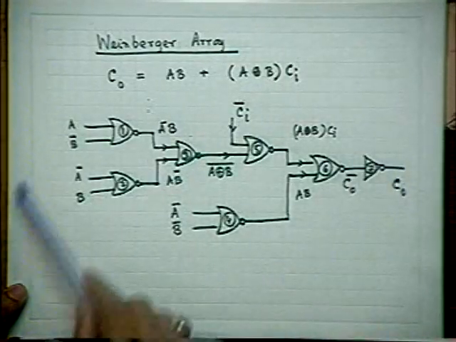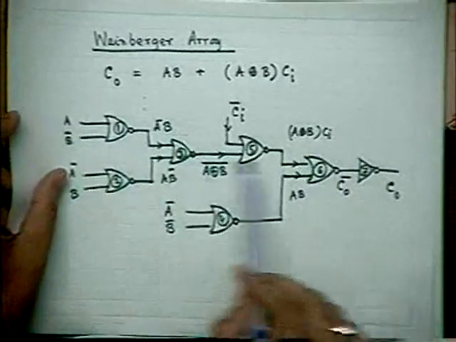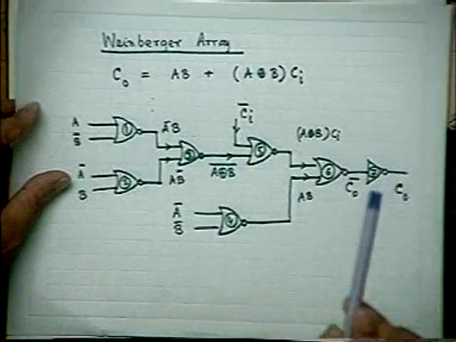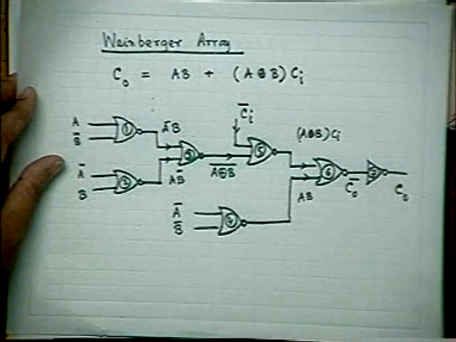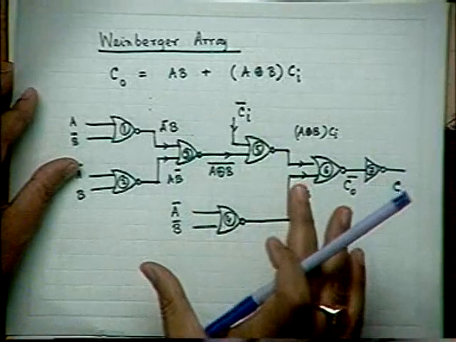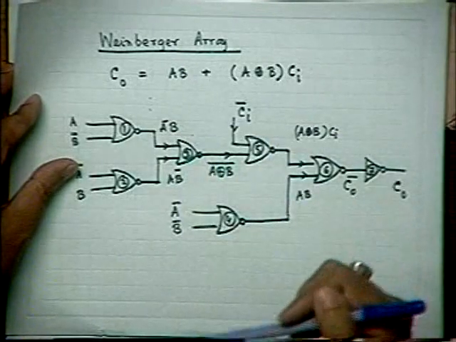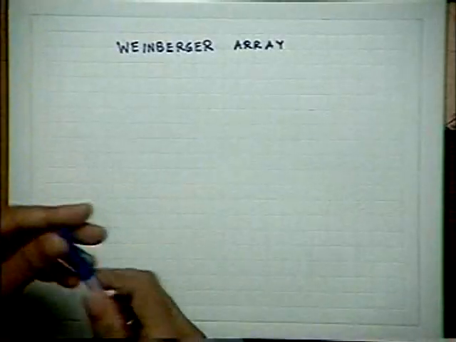I want to realize this exactly in the same way, and that is the approach used in Weinberger, and not the AND plane OR plane approach which is used in PLA. Let us see how it is done. There are seven gates, and therefore there should be seven load transistors. It is easier to draw the circuit as a stick diagram instead of the normal circuit diagram. So let us follow this particular route.